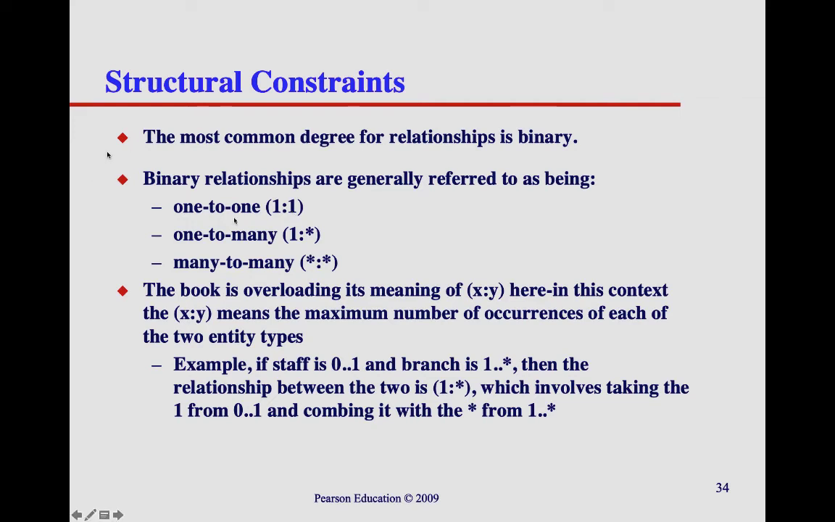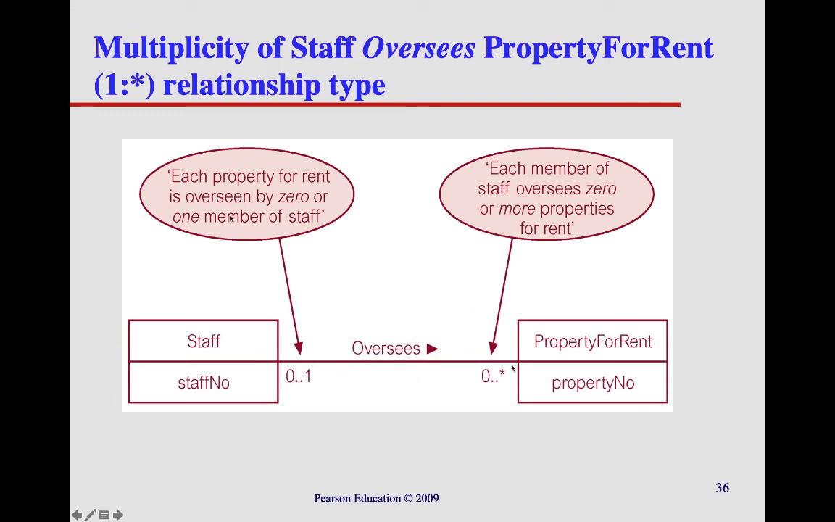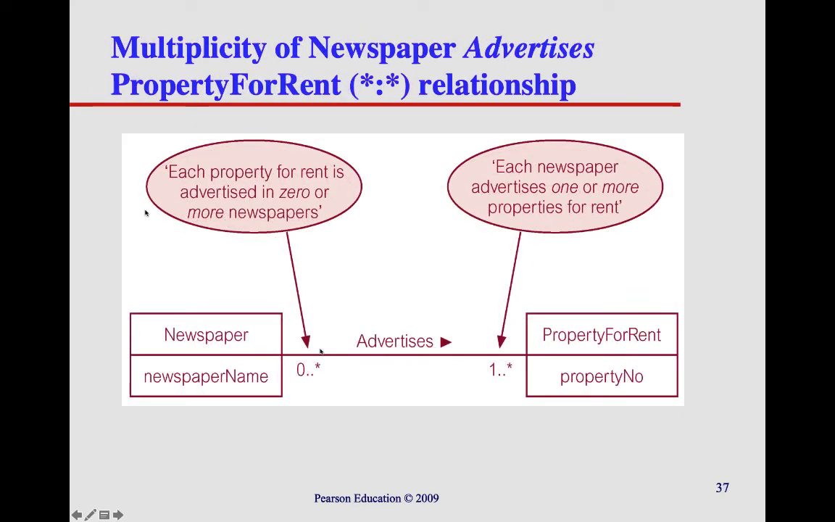To talk about the degree of a relationship, we take the cardinalities of the 2. So here, in the manages, we say it's a 1-to-1 degree because the cardinalities are 1 and 1. Here in the staff oversees properties, it's 1-to-many because 1 and star. And here in the advertises, it's many-to-many because the cardinality is unlimited in each case.